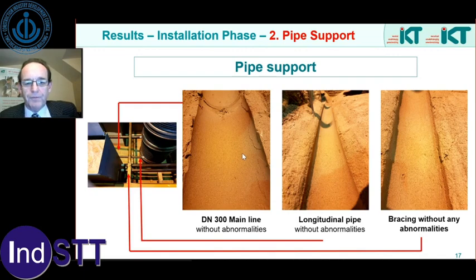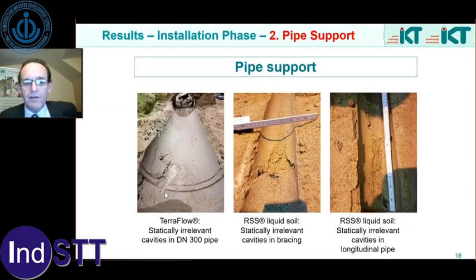We looked at the pipe support. So when we came to the excavation, we excavated down very carefully and we lifted out things like the shoring between, or the bracing. We lifted out the longitudinal pipes, and we also lifted out the main sewer pipe to see what it would look like underneath. And these are the sorts of things we found. These were fine. We did find in some cases that there were small voids, but overall those were statically irrelevant. When we did the static calculations, they were not going to severely impact the support to the pipe.